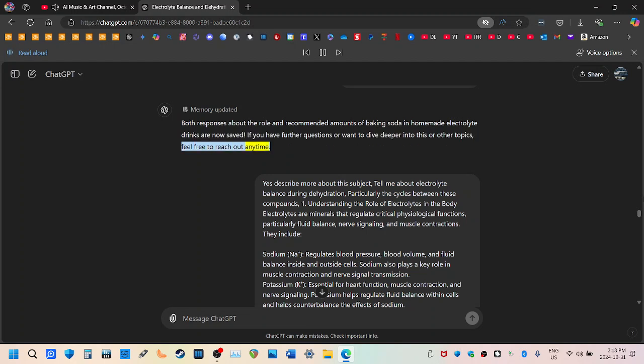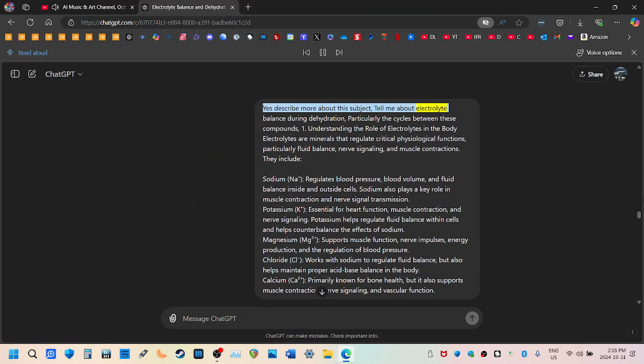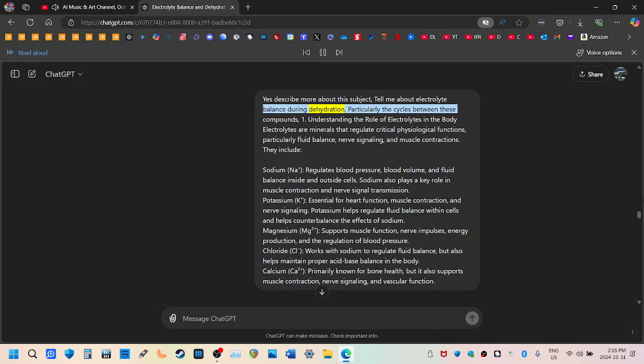Yes, describe more about this subject. Tell me about electrolyte balance during dehydration, particularly the cycles between these compounds. 1. Understanding the role of electrolytes in the body.